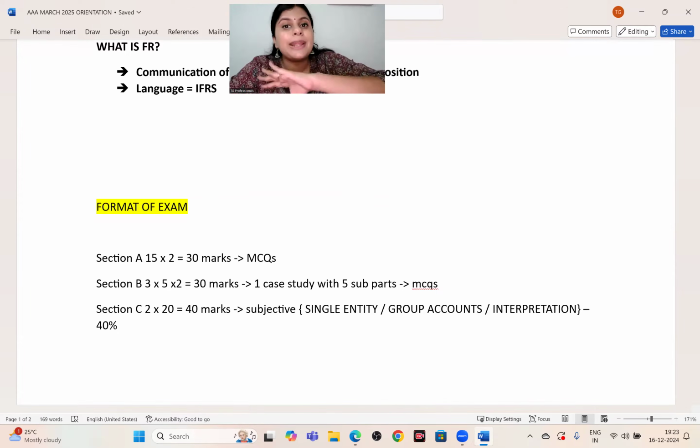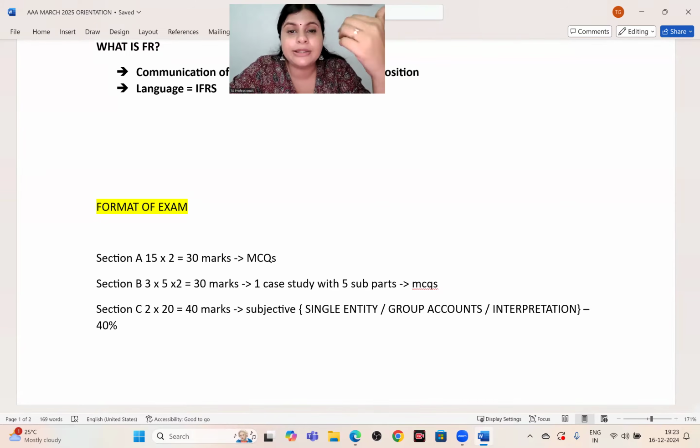So MCQs can be from any area of your syllabus. NCA, that is non-current assets: IAS 16, IAS 20, IAS 23, IAS 40 investment property, IAS 38 intangibles. Then you have your IFRS 5. You have IAS 36 impairment. So all these standards form part of NCA, non-current assets. So that can be there in section A, widely tested. IFRS 15 and IFRS 9 are usually tested in section B.